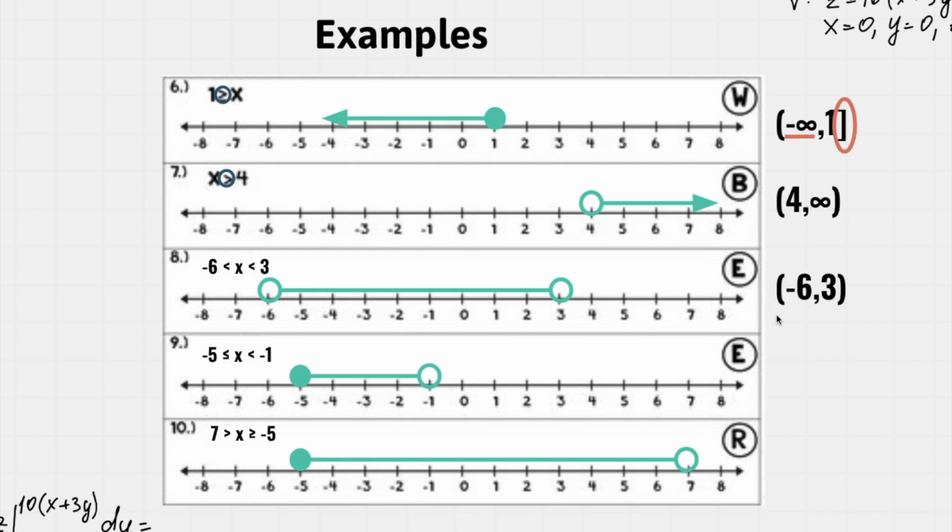Here it's a little bit different because, as we can see, negative 5 is closed and negative 1 is opened, so we leave negative 5 with a bracket and negative 1 with a parenthesis. And same happens here. Negative 5, we can see that it's closed and 7 is opened, so negative 5 goes with a bracket and 7 goes with a parenthesis.